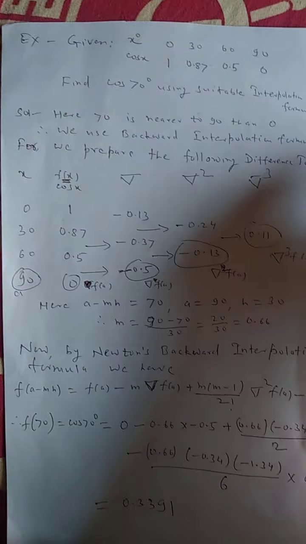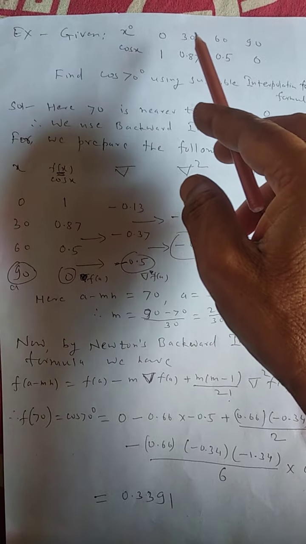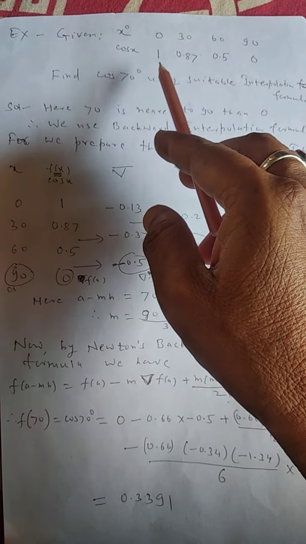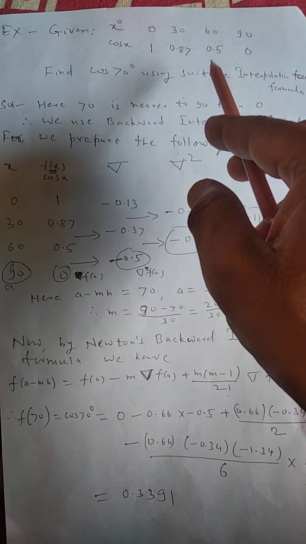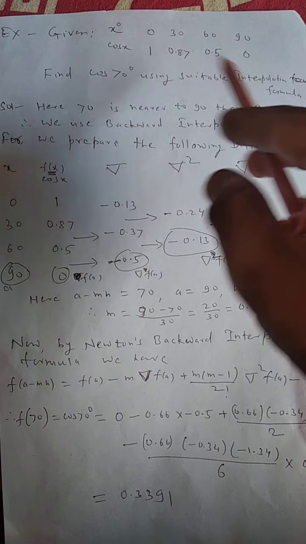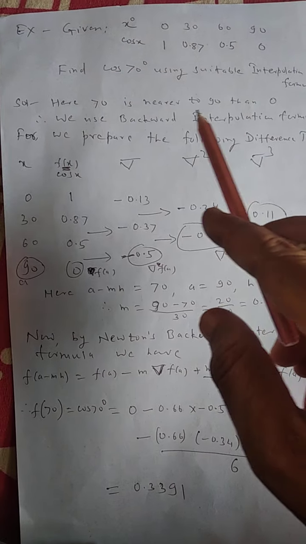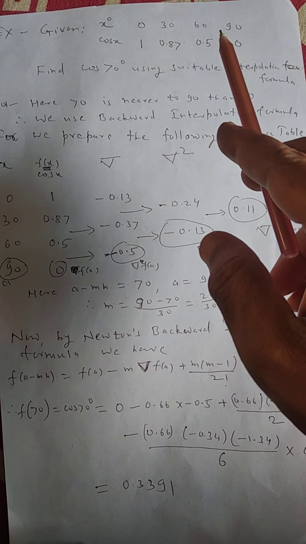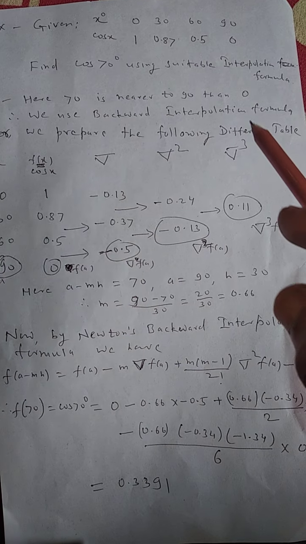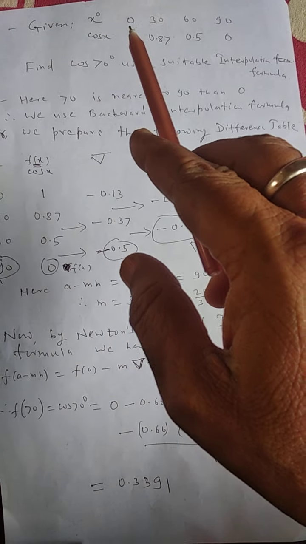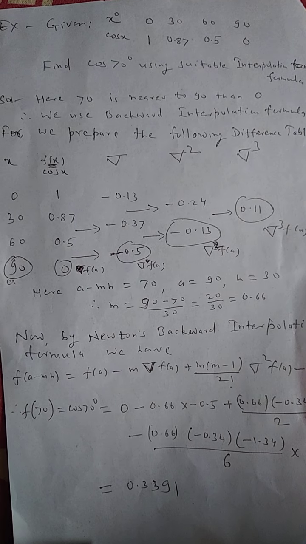Next example, x is in degrees: 0, 30, 60, 90, and cos x: cos 0 degree is 1, cos 30 degree 0.87, cos 60 degree 0.5, cos 90 degree 0. Find cos of 70 degree using suitable interpolation formula. So here cos 70 we want. 70 is nearer to 90 than 0. First argument is 0, last argument is 90. And therefore we use backward interpolation formula.